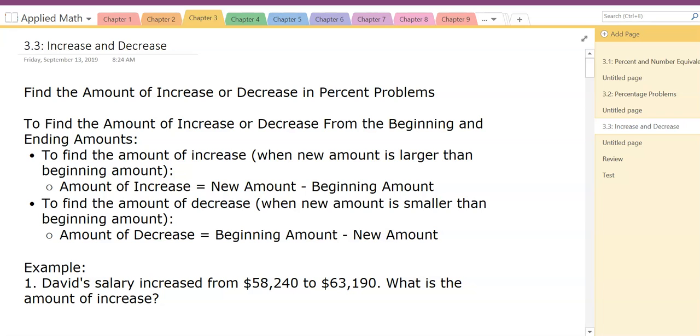So for section 3, we're going to be talking about finding increase and decrease. And we're still going to be kind of looking at the percent type problem. So we're going to be finding percentage of increase, percentage of decrease over time.